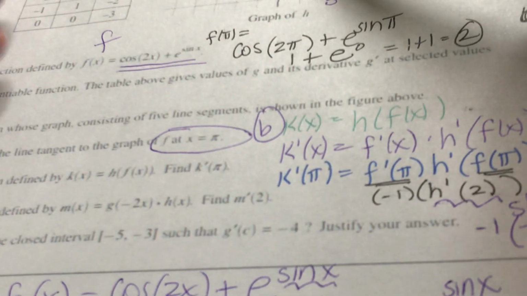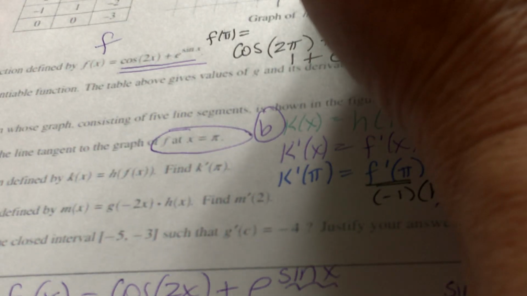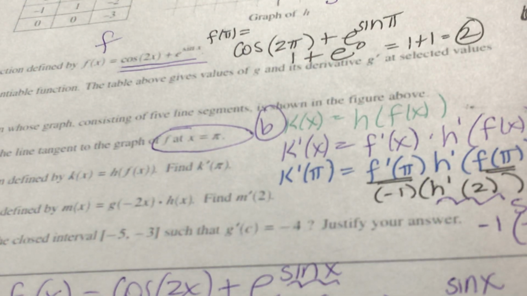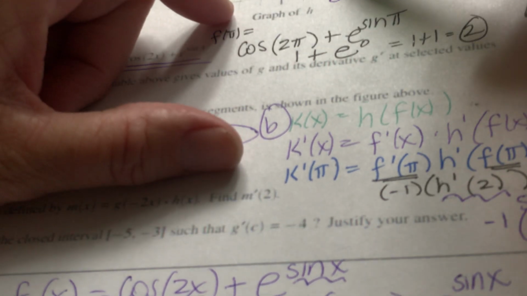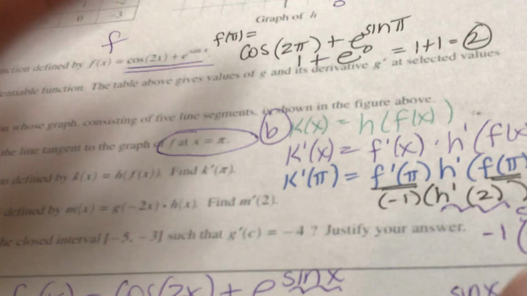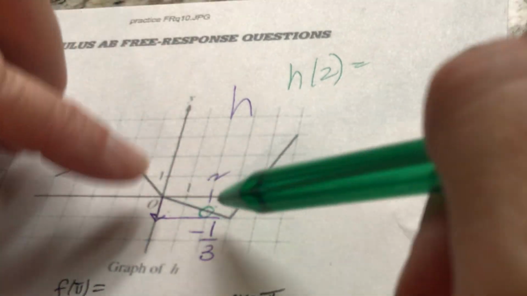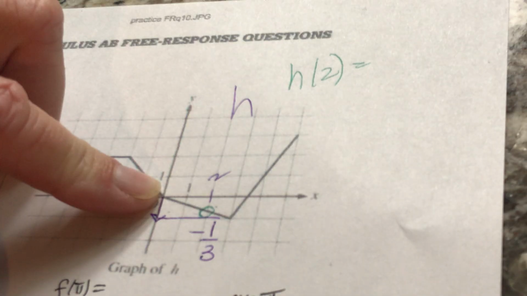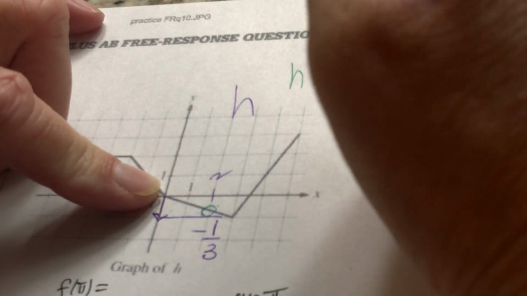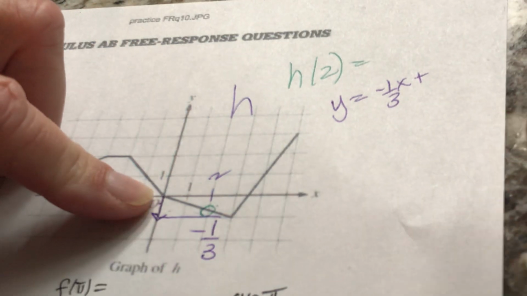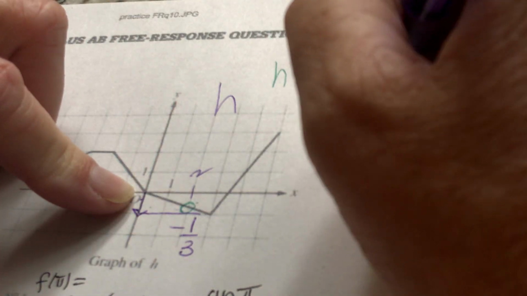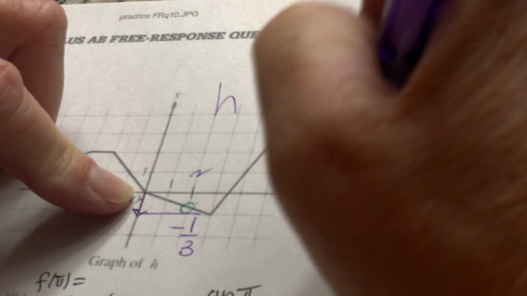Plus h of 2. Now h of 2 is the value right there. That's complicated because we don't actually know that value exactly. We're going to have to find it. So here we go. H of 2. How are we going to get that? We need, for this little section here, the equation of this line. Ready? So y equals negative 1/3 x plus, the nice thing is the b is a 0. So we just have to plug in a 2 right there. So it's going to be a negative 1/3 times 2, which is negative 2/3.